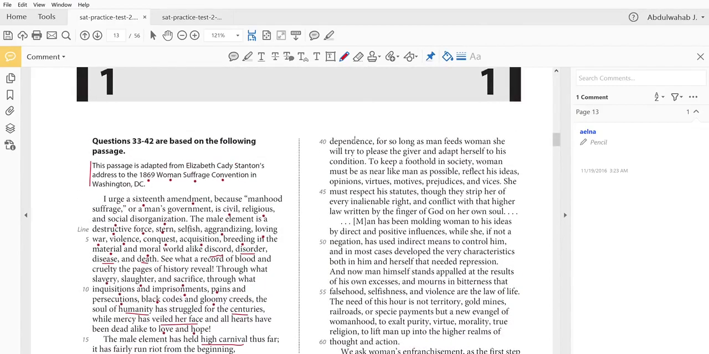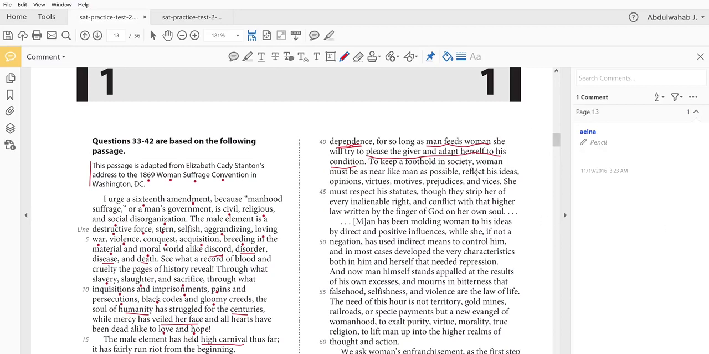In dependence, okay, they are only allowed to grow in dependence. For so long as man feeds woman, she will try to please the giver and adapt herself to his condition. To keep a foothold in society, to remain present in society, woman must be as near like man as possible. So in order to have her presence recognized in society, a woman has to act and behave almost like a man, as similar to man as possible.